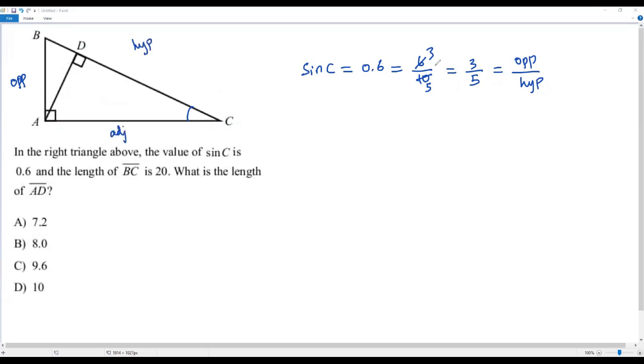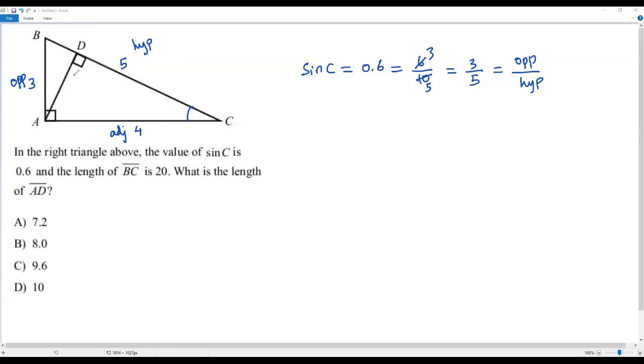We know the number corresponding to the opposite side is 3, considering the interior angle at the vertex C. So 3 is the opposite side, and 5 is the hypotenuse. Clearly it's a 3, 4, 5 right triangle because the hypotenuse is 5. In the remaining two legs AB and AC, one leg is 3, so the other leg AC has to be 4.